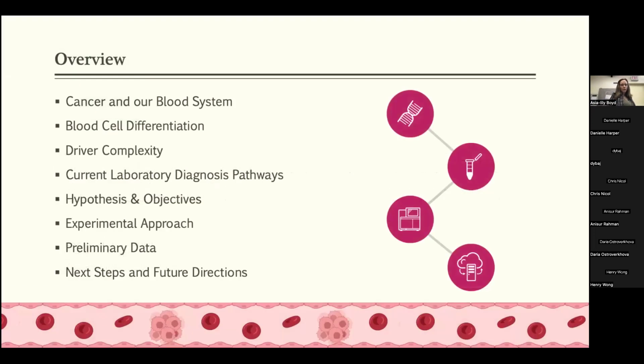Okay. All right, so for a brief overview today, I'll go over cancer and our blood system, blood cell differentiation that occurs in leukemia, and also some driver complexity, briefly touch on that, and what our current laboratory diagnosis pathways are, which leads directly into my hypothesis and the objectives, and a brief touch on the experimental approach that I'm taking to date, and some slides on preliminary data.